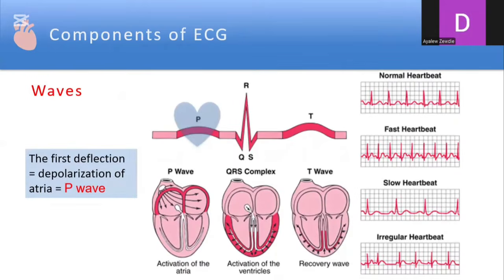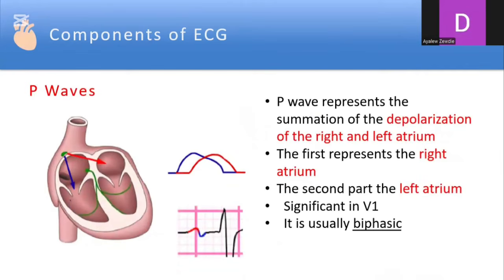Okay, so now let's see the components of the ECG that we were discussing earlier. Waves: the first one is the P wave, which tells you about depolarization of the atria. If any problem happens here, it tells you about a problem of the atria. The P wave represents the summation of the depolarization of both the right atrium and the left atrium. In the normal scenario it will be upright, except in lead V1, where it becomes biphasic.